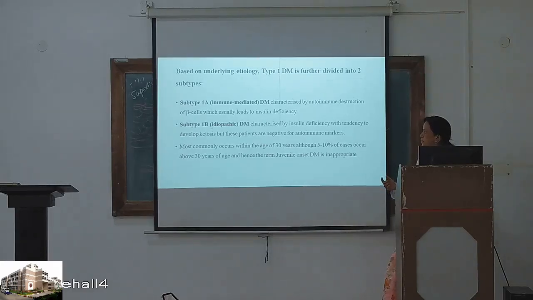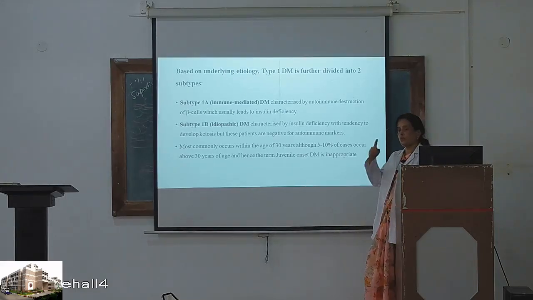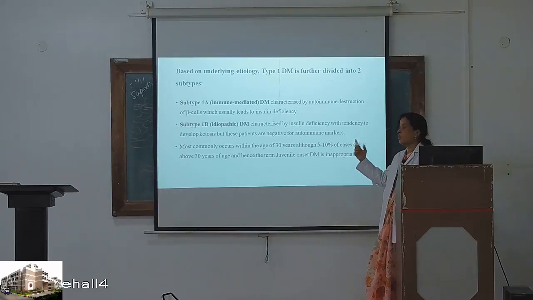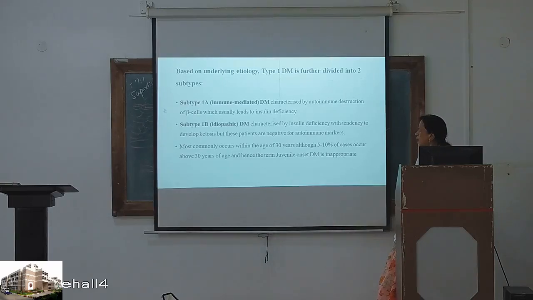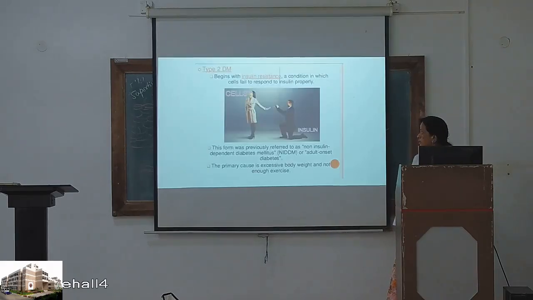So type 1B is idiopathic. This is characterized by insulin deficiency with a tendency to deep ketosis. When insulin is not produced, it cannot control the glucose level, and further, I'll tell you how complications occur later. Here there are no autoimmune markers, no autoantibodies. Type 1A has autoantibodies, type 1B is idiopathic, no autoantibodies. This mostly occurs within the age of 30 years, although 5 to 10% of cases can occur in adults as well.